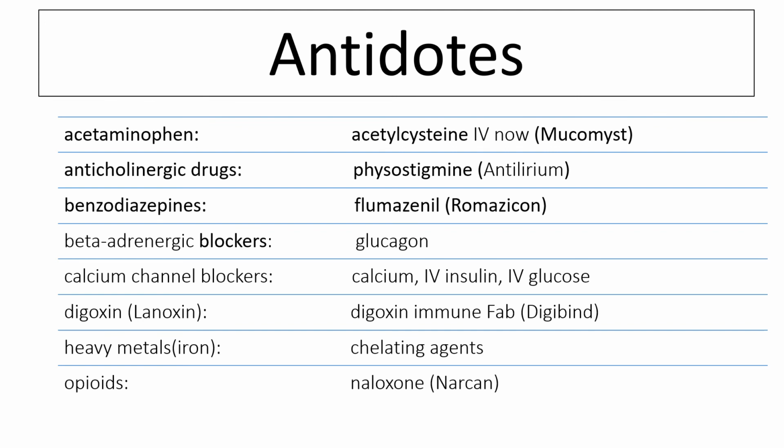Heavy metals such as iron, mercury, these are heavy metals that we can use what are called chelating agents. So they're drugs that are just going to bind to the heavy metals such as iron and pull it out of the tissue so that it cannot cause its toxicity and help it be excreted.